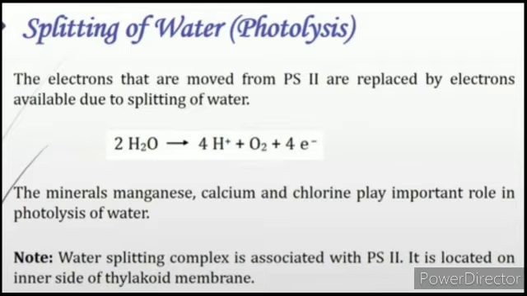Photolysis takes place in the vicinity of photosystem 2. In the splitting of water or photolysis, the electrons that are moved from PS2 are replaced by electrons available due to splitting of water. Check the formula. The minerals manganese, calcium and chlorine play an important role in photolysis of water. The water splitting complex is associated with photosystem 2. It is located on the inner side of the thylakoid membrane.